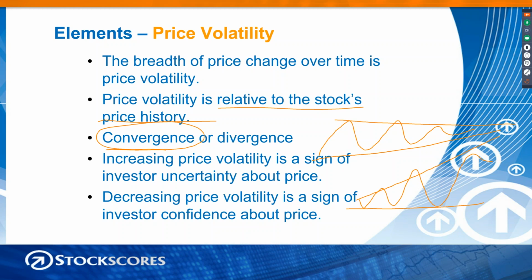Increasing price volatility is a sign of investor uncertainty. Investors aren't sure what the stock is worth. Price is changing rapidly. Decreasing price volatility is a sign of investor confidence. At this point right here, the buyers and sellers agree about what that stock is worth. Now, when I say confidence, that is not meant to represent something good or bad. It just means that they agree that the price is that.